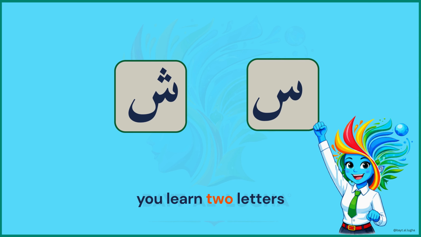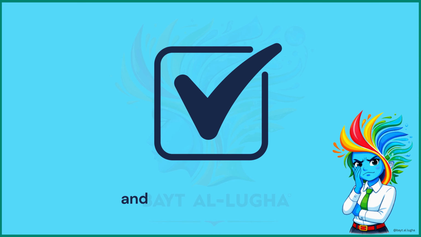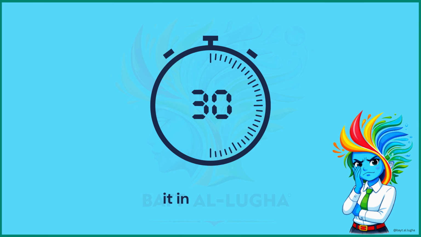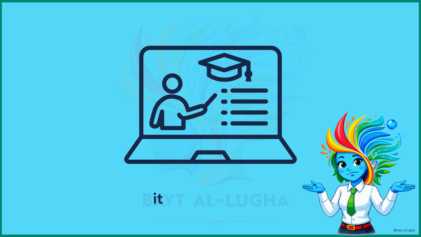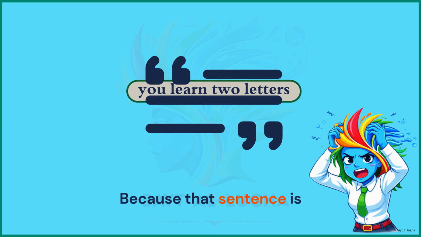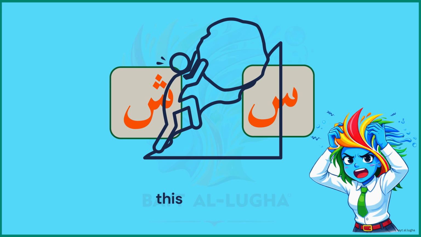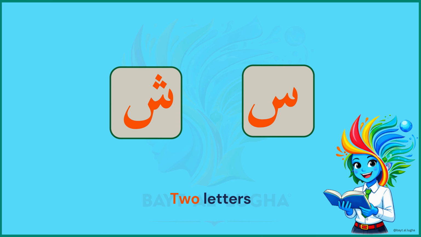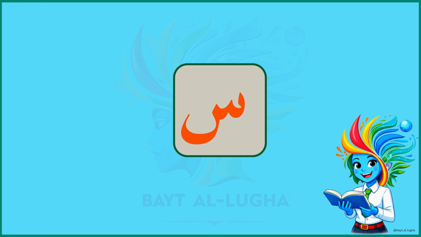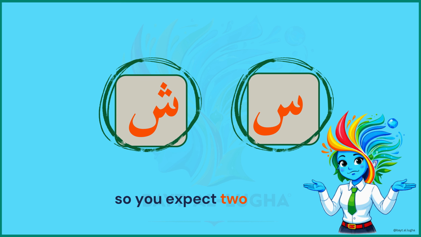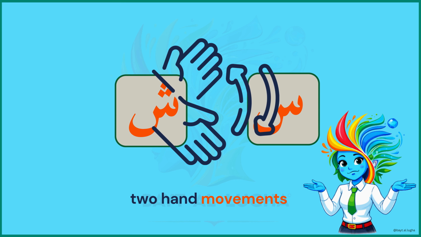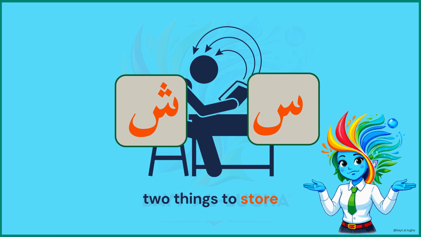Today you learn two letters. That is a lie, and I am going to correct it in about 30 seconds. But I want you to hear it the way every course says it first. Because that sentence is the reason people find this group hard. Two letters, seen, seen, and sheen, sheen. So you expect two shapes, two hand movements, two things to store.